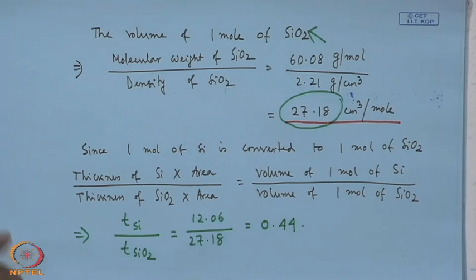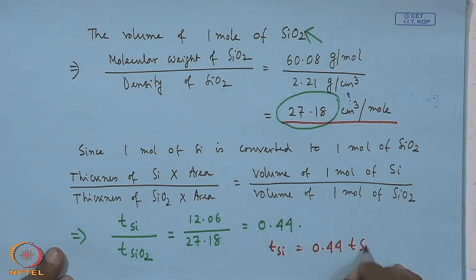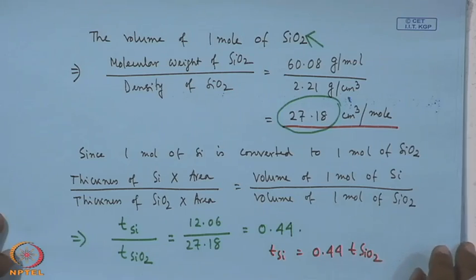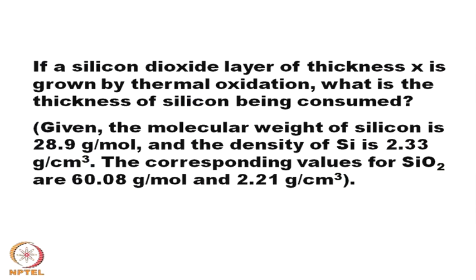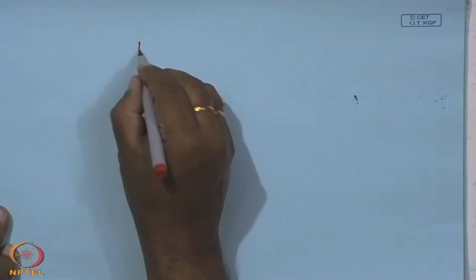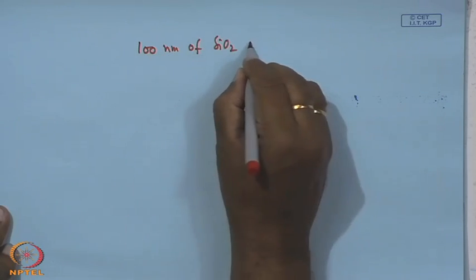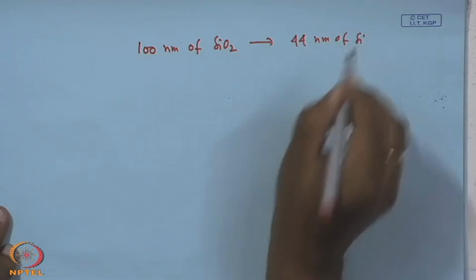So, we can write that the thickness of silicon will be 0.44 times the SiO2 thickness. So, that is what we started with earlier, that 44% of the silicon is consumed. The concept is that if you want to grow 100 nanometer of SiO2, how much silicon is consumed? 44 nanometer of silicon is consumed.